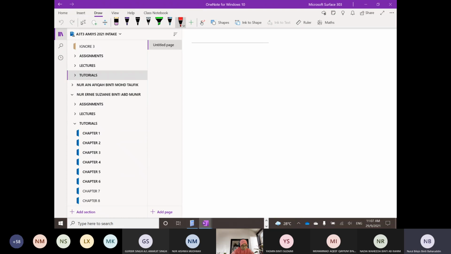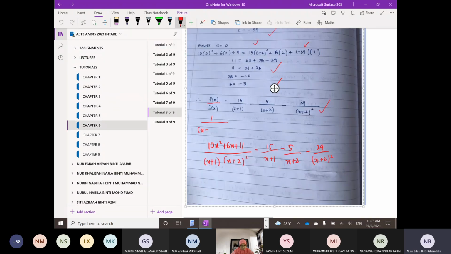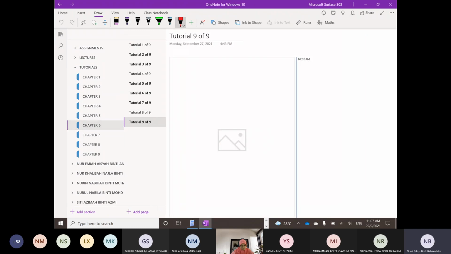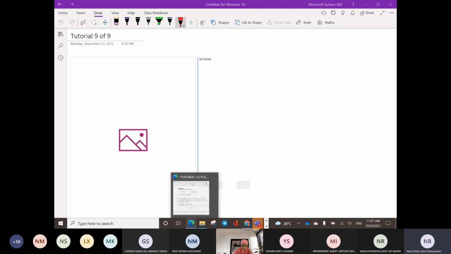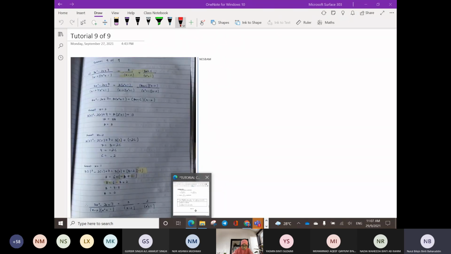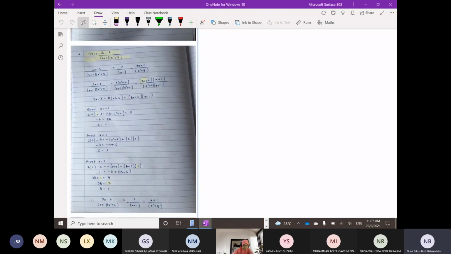Okay, baik. So, tengok buku ni. So, number 2. Number 1, number 2.